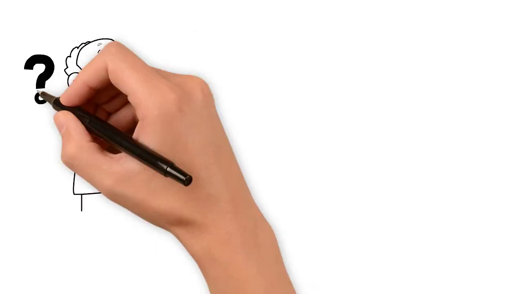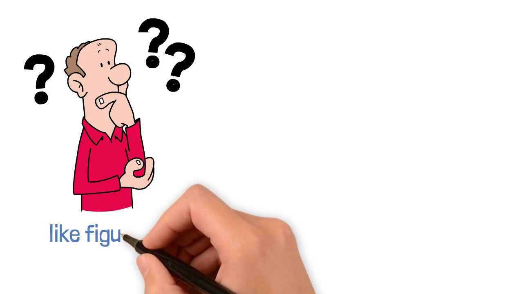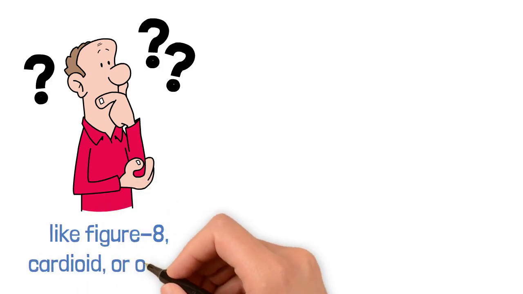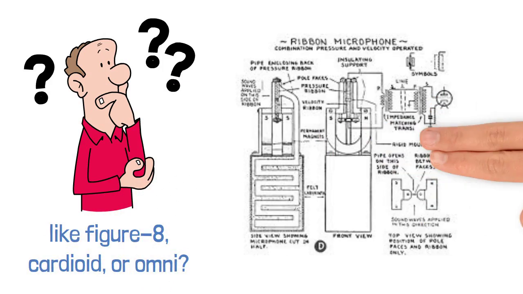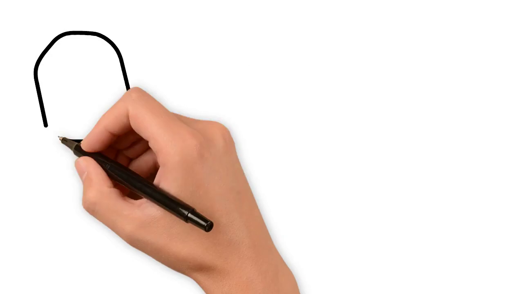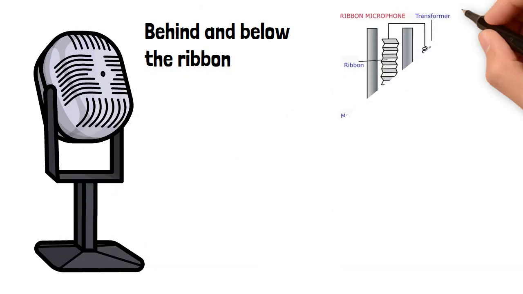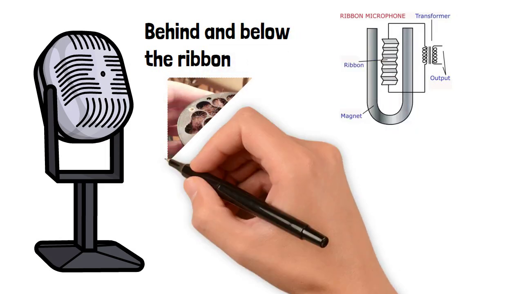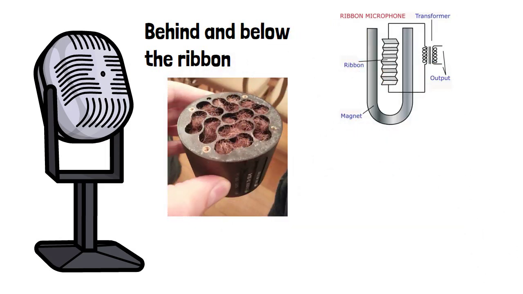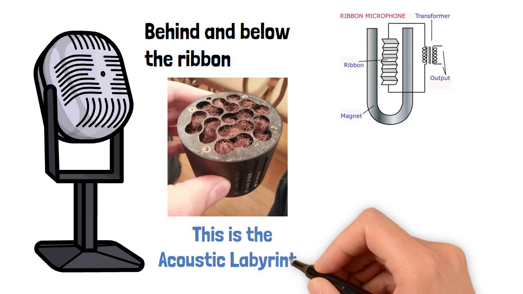But how do they get their directional character, like figure 8, cardioid, or omni? That's where the acoustic labyrinth comes in. Inside of the mic, behind and below the ribbon, there's a carefully engineered chamber, often filled with damping material like horsehair or felt. This is the acoustic labyrinth.